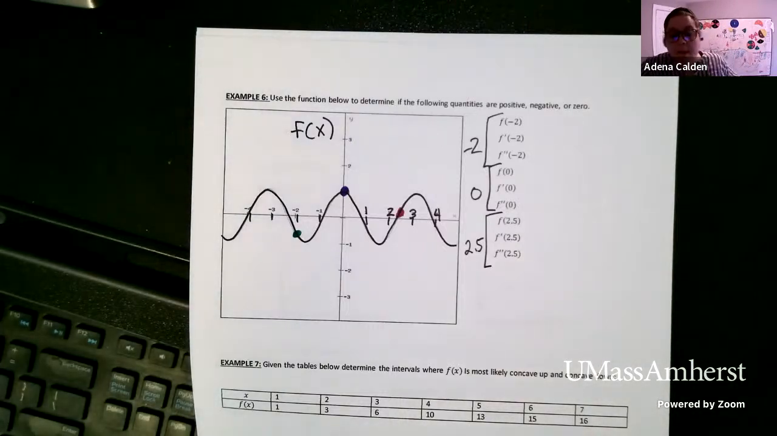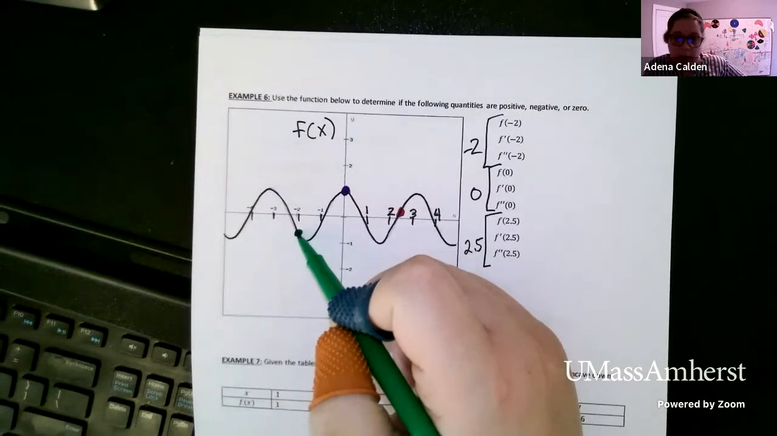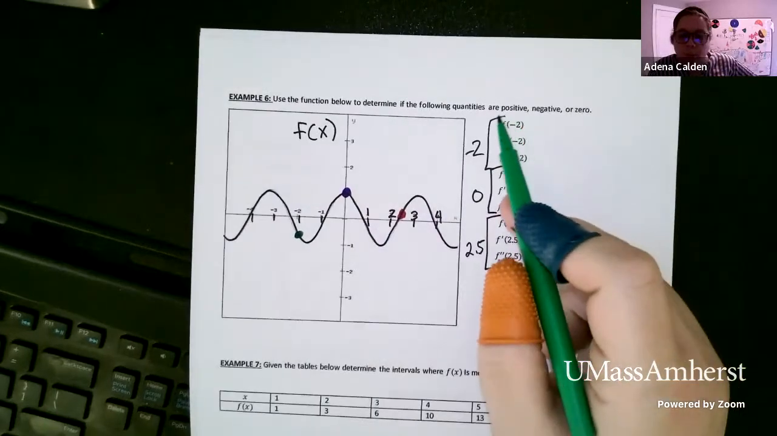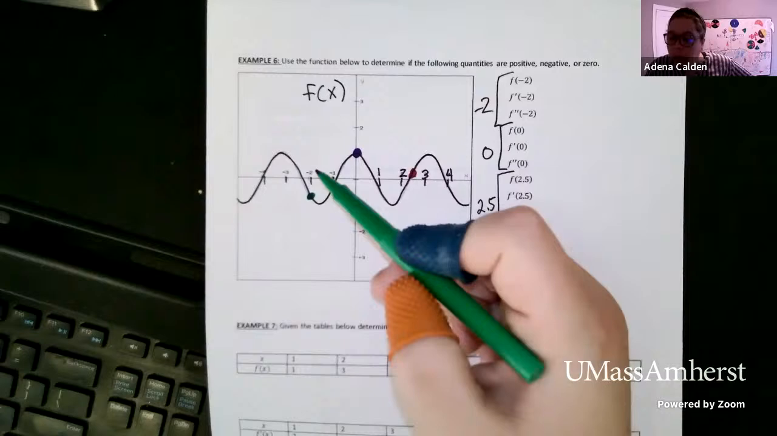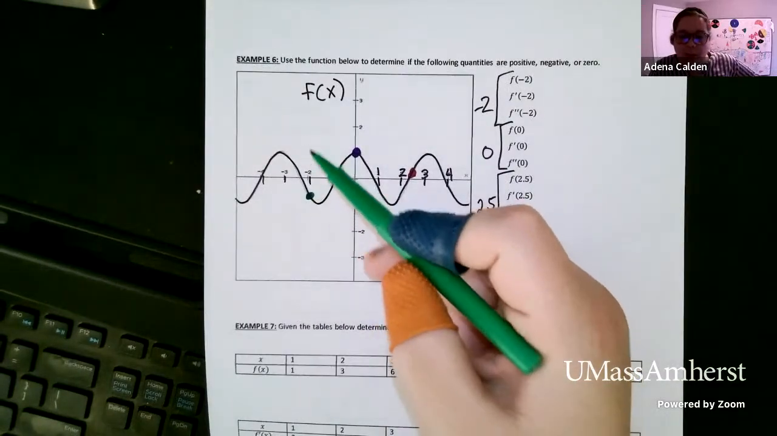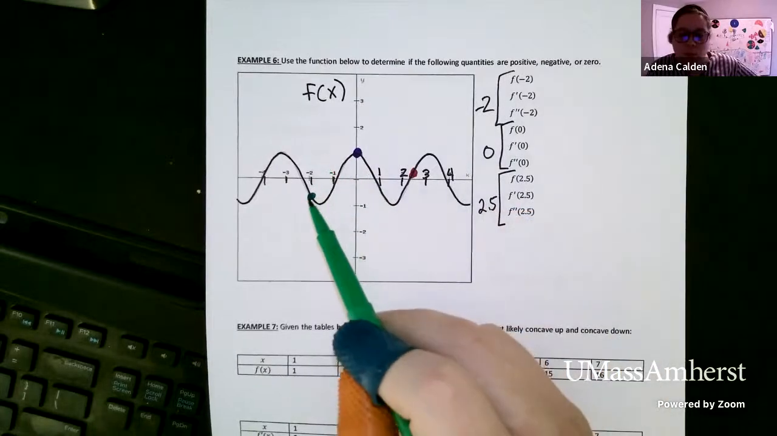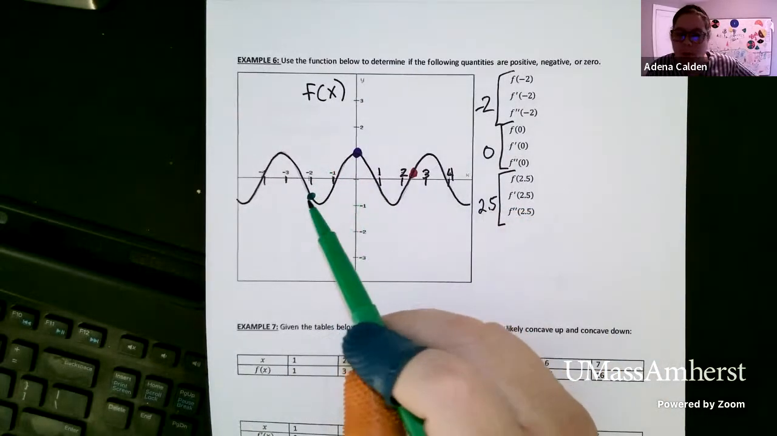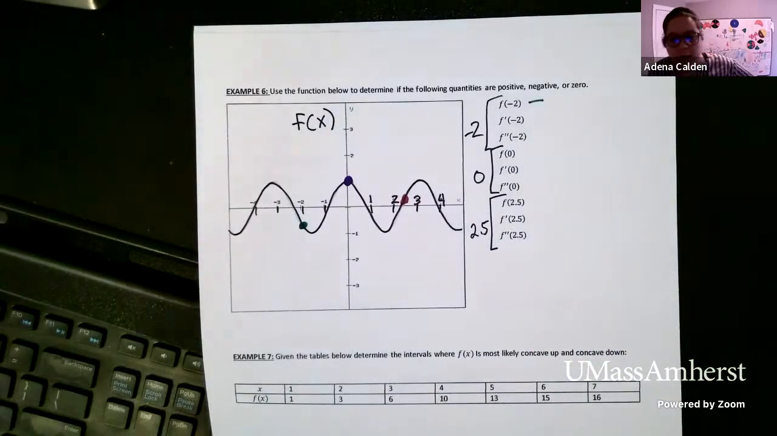All right, so let's start with what's happening at -2. So that's this point here. First, we're trying to determine if the functional value is positive, negative, or 0. So when we look at the functional value, we really want to know, are we above or below the x-axis? So you'll see here that the y value is going to be negative because we are below the x-axis. So the functional value is negative.